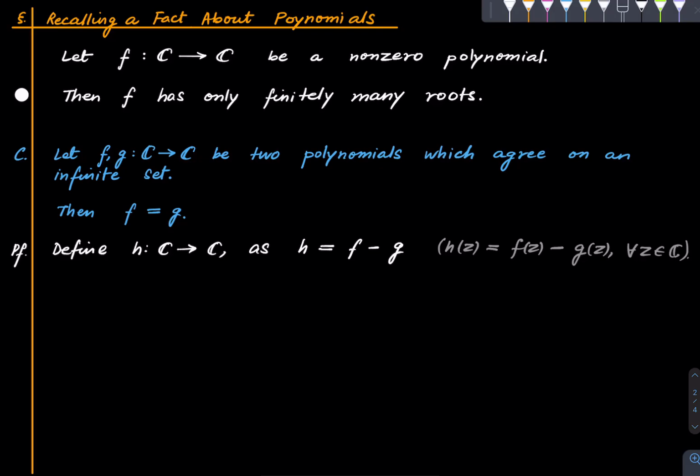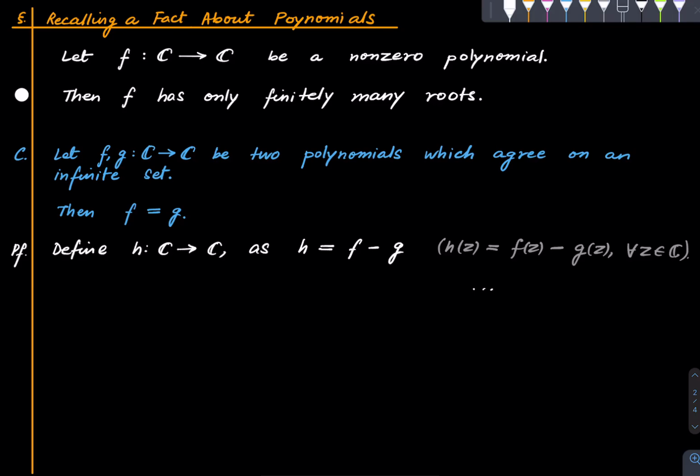By the hypothesis that f and g agree on an infinite set, we see that f minus g vanishes on an infinite set. Hence this polynomial has infinitely many roots, meaning it vanishes on infinitely many points, and therefore this must be the zero polynomial. That's what this conclusion is. And therefore f equals g. So that's it. I'm not writing all the details, but I've said it.